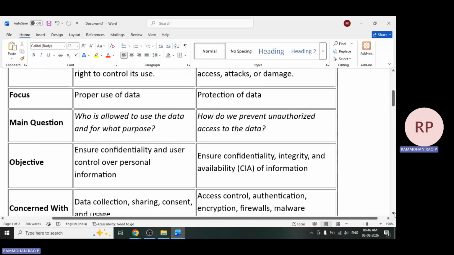So the objective of data privacy is to ensure confidentiality and user control over personal information. Confidentiality, integrity, and availability of information will be ensured by security, but user control is something which privacy talks about. So when we offer security to a system, to a certain extent privacy is addressed, but not completely. People think when the system is secured, privacy preservation is also done. That is a misconception. A system which is secured doesn't mean that it has also ensured privacy preservation.